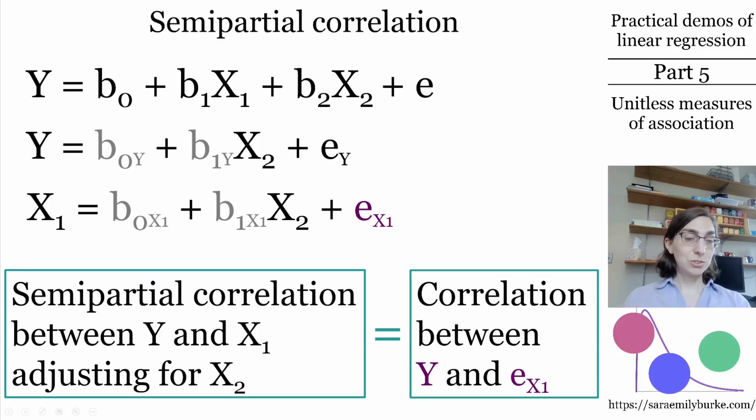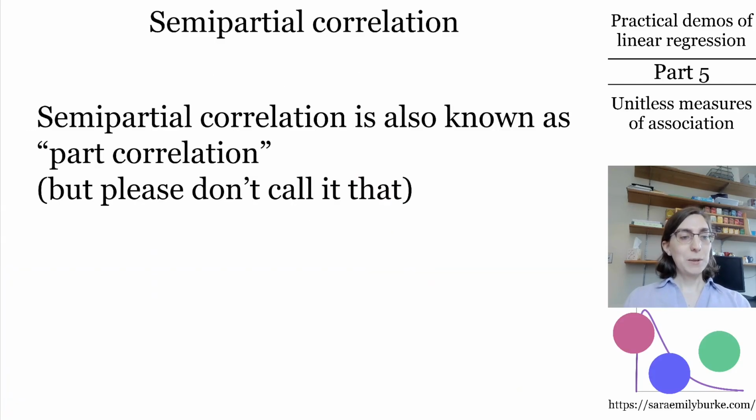Either way, the result is a unitless measure of linear association. The units are standard deviations. The semi-partial correlation has another name. It's also known as the part correlation, but please don't ever call it that. I honestly think that's a ridiculously confusing name, and I would prefer that it didn't exist.